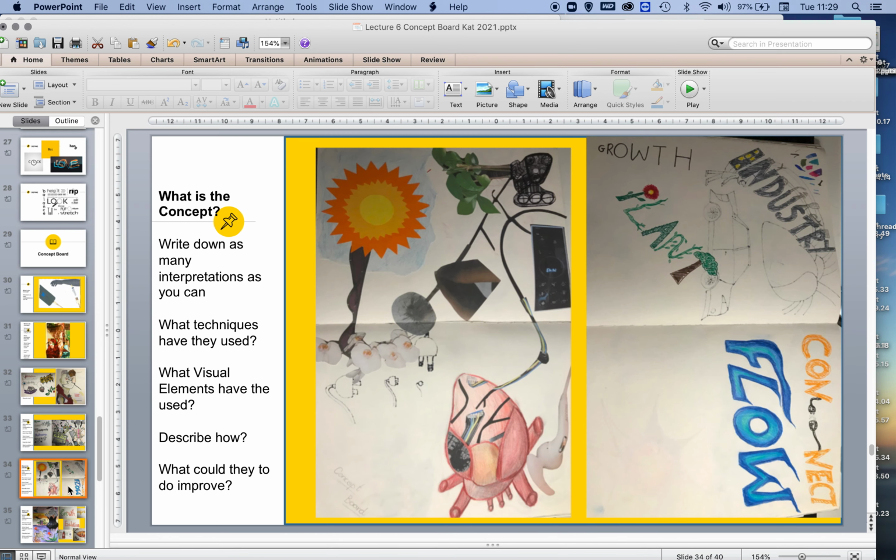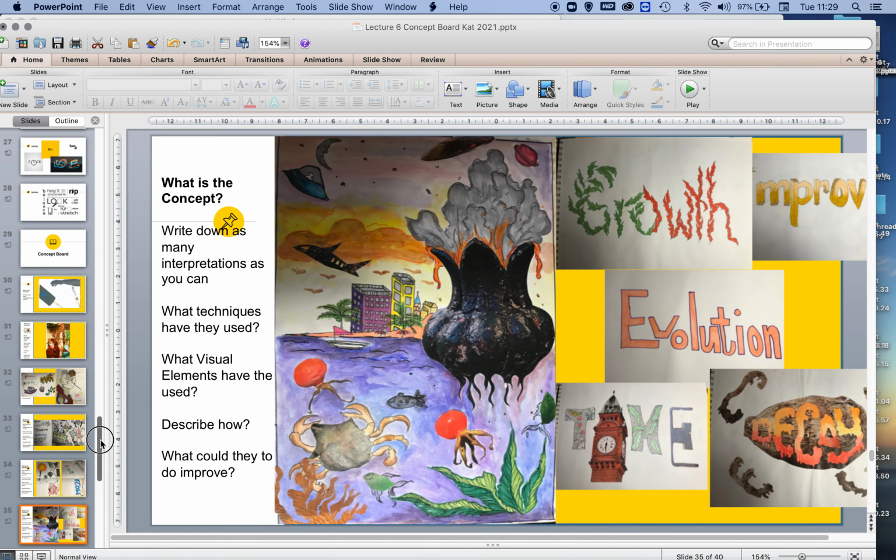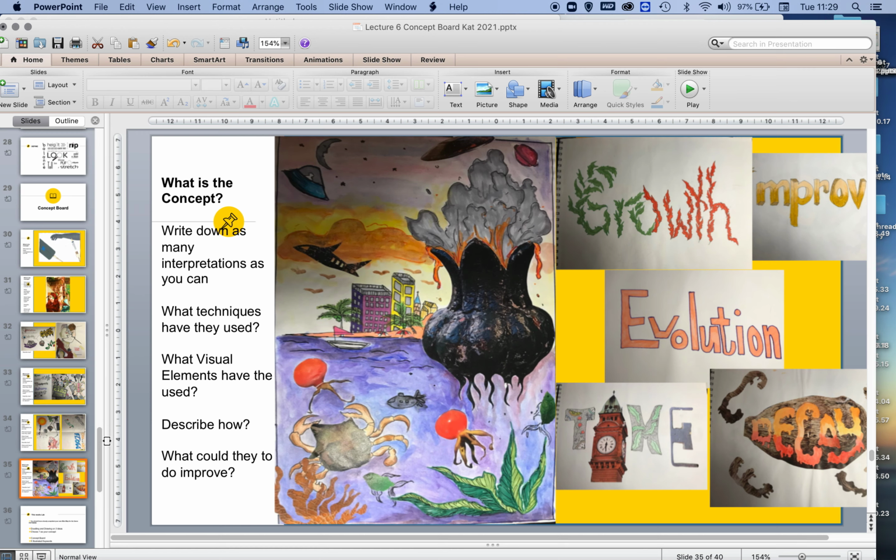So very interesting there. This one is another, and students have different approaches and there's different ways to do this. This student really liked a story narrative idea. So their concept board is very much almost like a page from a storybook. And their words are growth, evolution, improve, decay, and time. Interesting. So there's this story where growth and improvement and evolution over time is then leading to decay.